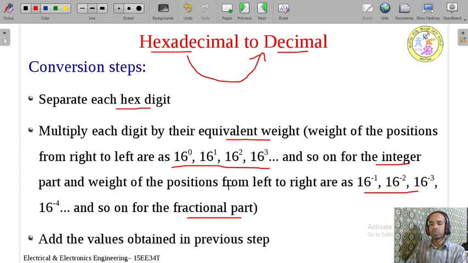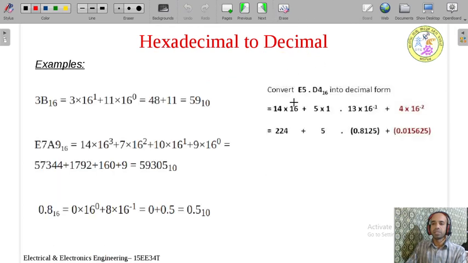So the procedure is very similar to that of the binary to decimal conversion, with the only difference that we multiply each value with the powers of 16. In binary to decimal we multiply each digit with the powers of 2, whereas here it is hexadecimal to decimal. So we multiply each digit of a hex number with the powers of 16: positive powers of 16 for the integer part, and negative powers of 16 for the fractional part. Then take the summation, add all the values obtained in the previous step, and you will get the answer. So we shall see some examples.